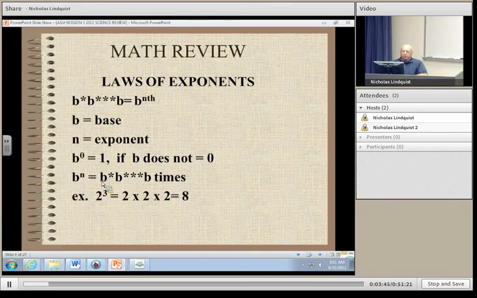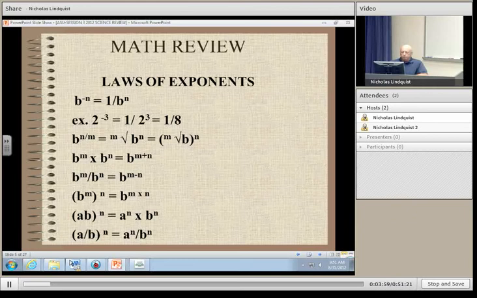And b to the nth power means we're multiplying the base times itself that many times. So if we've got b squared, it's b times b. In this case, we've got 2 cubed. It would simply be expressed as 2 times 2 times 2, which would equal 8. Some of the other laws of exponents: b to the minus n can also be written in fraction form as 1 divided by b to the nth. Example, 2 to the minus 3 would be 1 divided by 2 cubed, which would be 1/8.